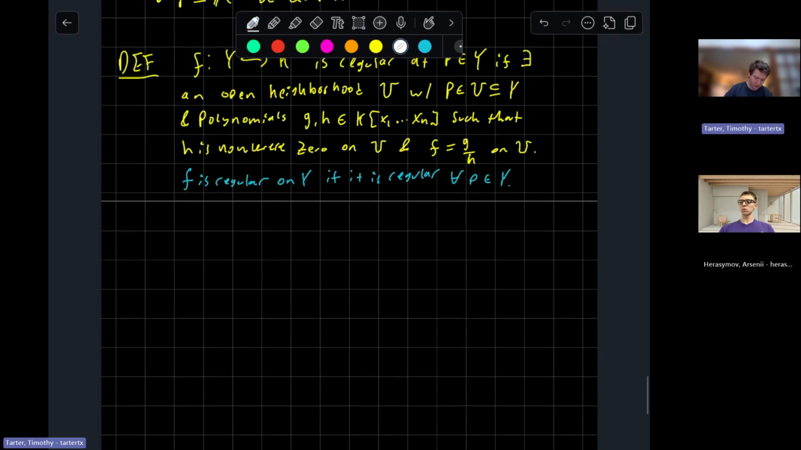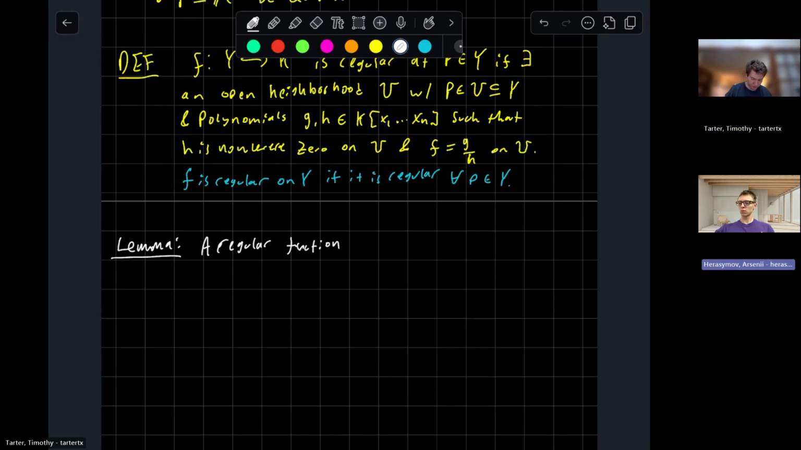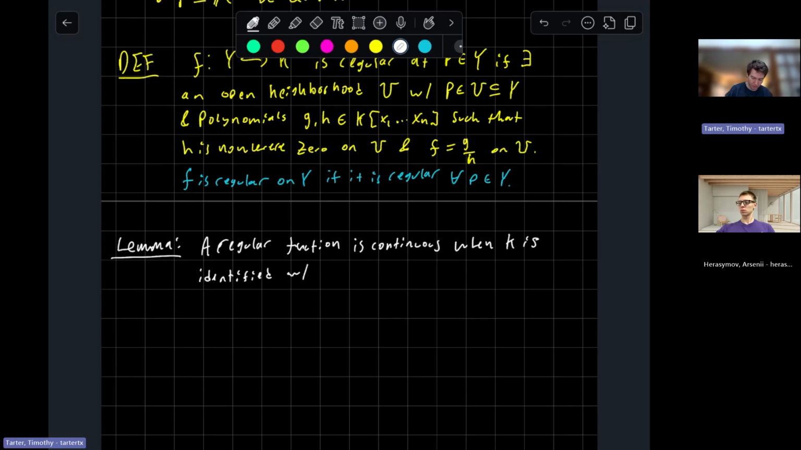So, lemma: a regular function is continuous when k is identified with the affine line in the Zariski topology. And we proved this last time.